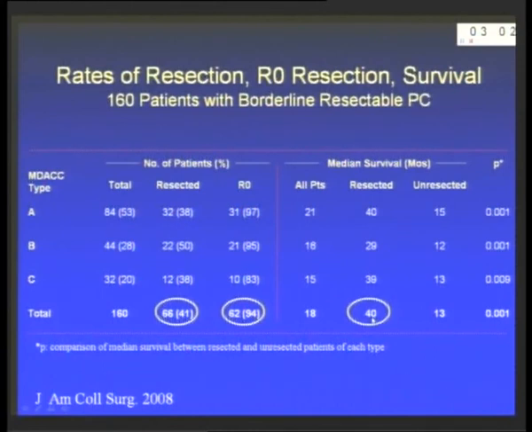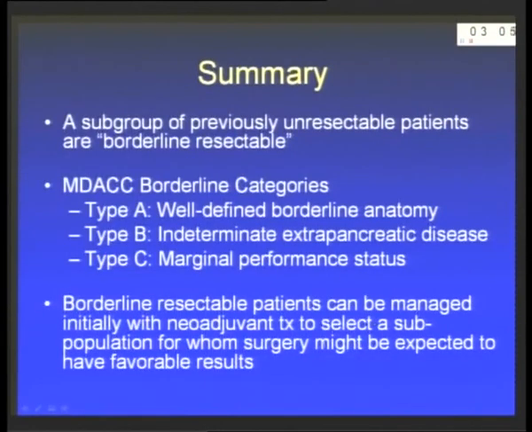So to summarize, what we could say is that there may be a subgroup of patients who were previously felt in many centers to be unresectable, who may be better described by us as oncologists as borderline resectable. The criteria that we use for classification of these patients includes anatomic criteria, criteria related to disease progression that cannot be definitively determined, and criteria related to performance status and the ability of a patient to undergo an operation of the magnitude that we're talking about.